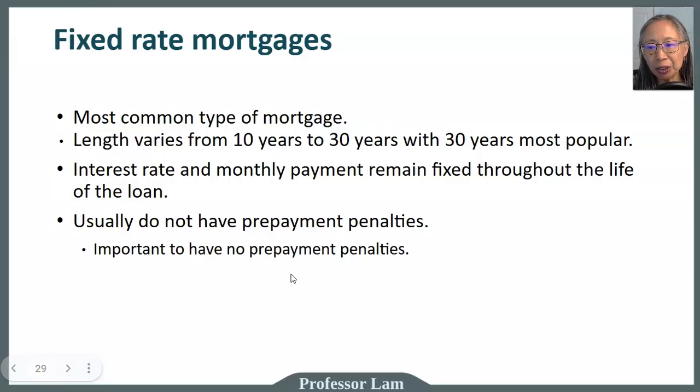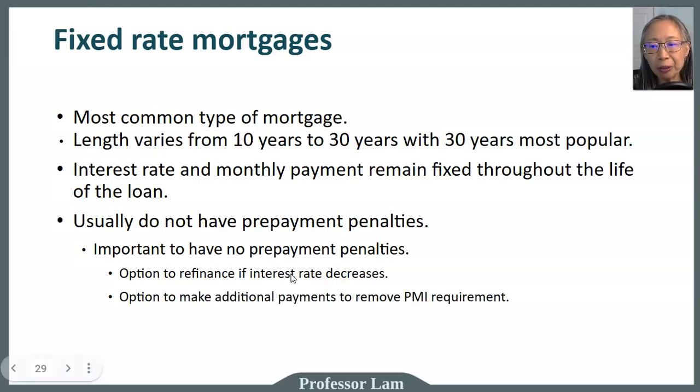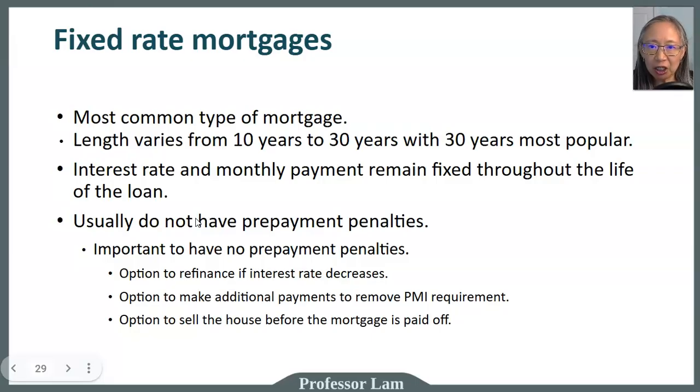It is important to check for prepayment penalties because it gives you a lot of options. It gives you the option to refinance if interest rates go down. It also gives you the option to make additional payments to remove your PMI requirement or pay off your mortgage faster. And finally, the option to sell the house before the mortgage is paid off. Even though we already showed that it's very expensive to move if you buy a house, there is a good chance that if you take out a 30-year mortgage, you may have to move before the mortgage is paid off.